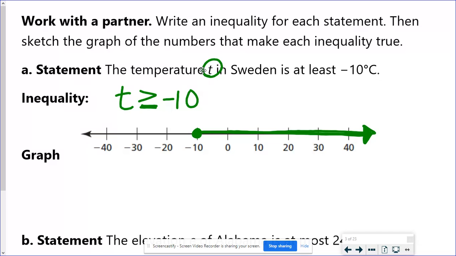Here's the last thing I want to mention on this one. Because my variable is first, the T is first, that means that this sign, this greater than, points the way that the arrow is going. They're going to match, as long as the variable's first. You can only use that trick if the variable's first. If the variable's not first, you're going to have to do a little bit of work to switch it around to make that true.